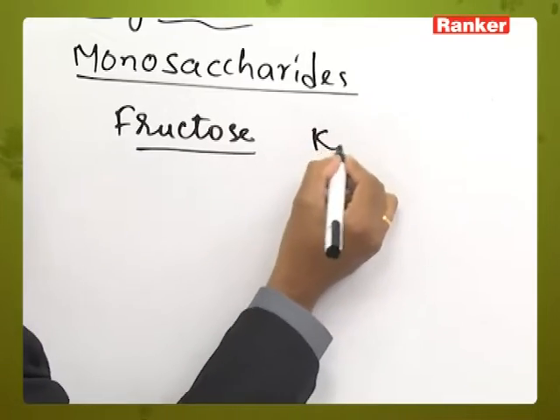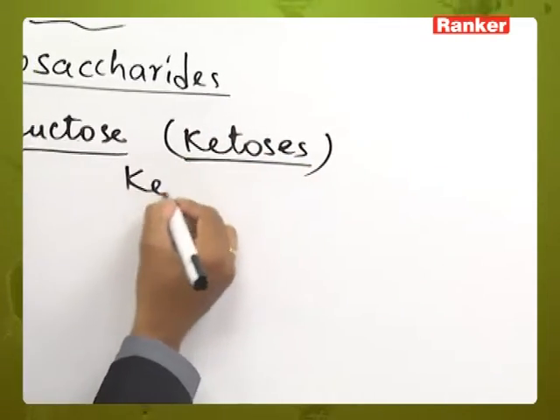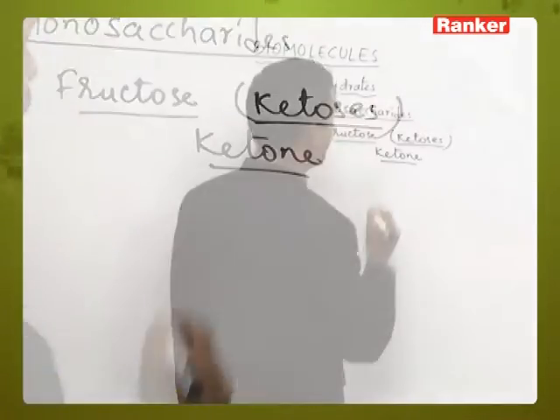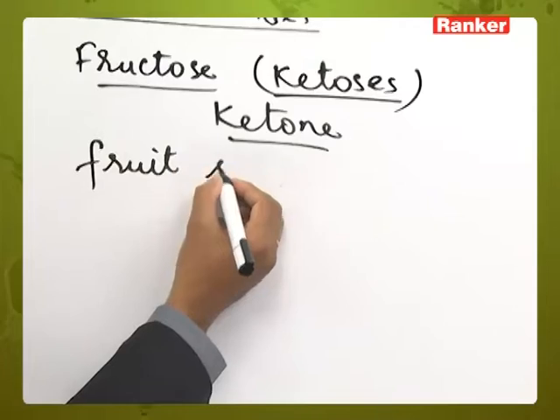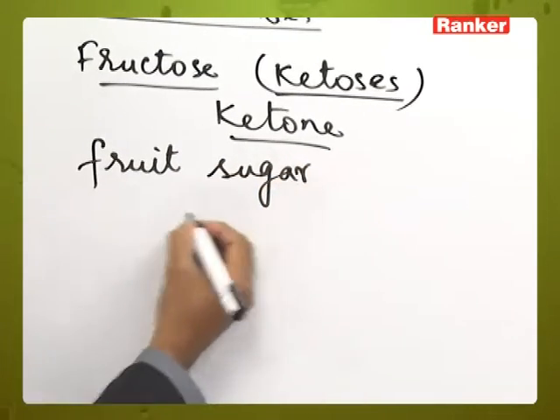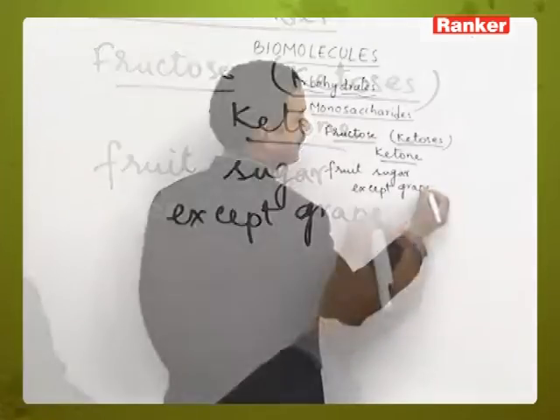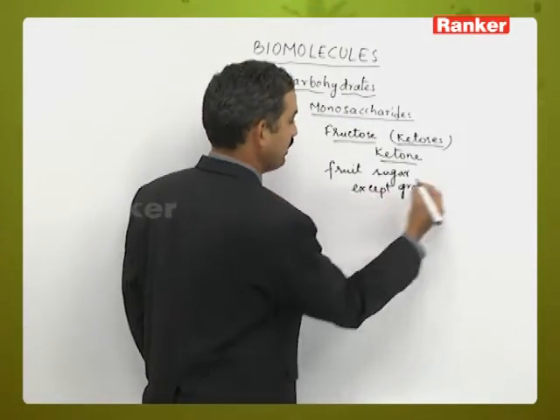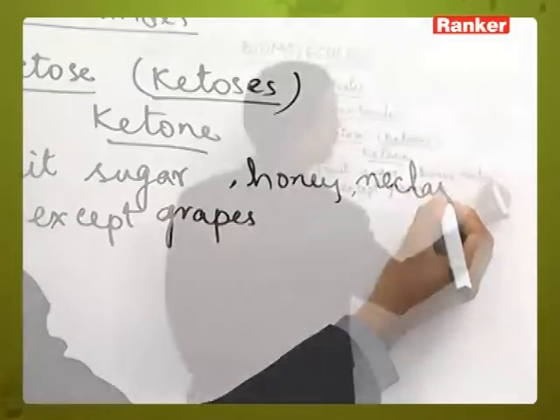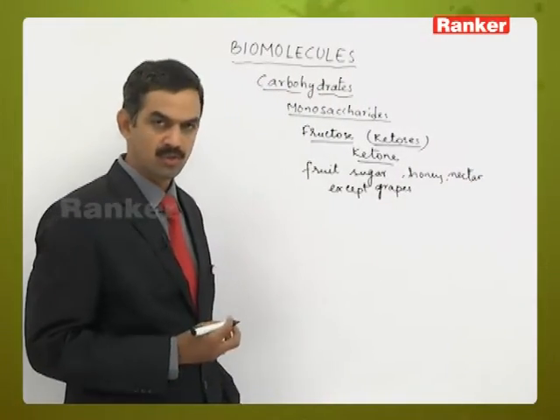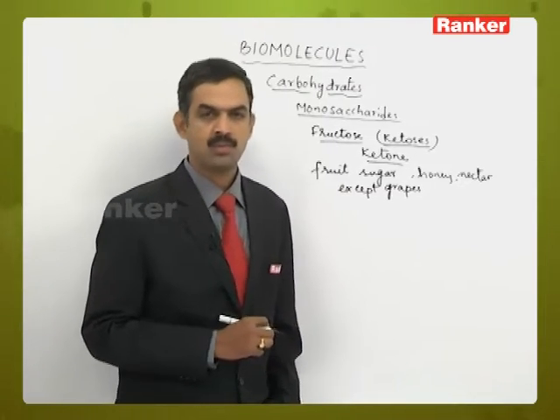So fructose is a part of the ketoses, which contain a functional group called the ketone group. This is considered to be the fruit sugar, present in the majority of fruits except grapes. It can also be seen in honey and in the nectar of fruits. Whereas grapes and others contain other types of sugars.